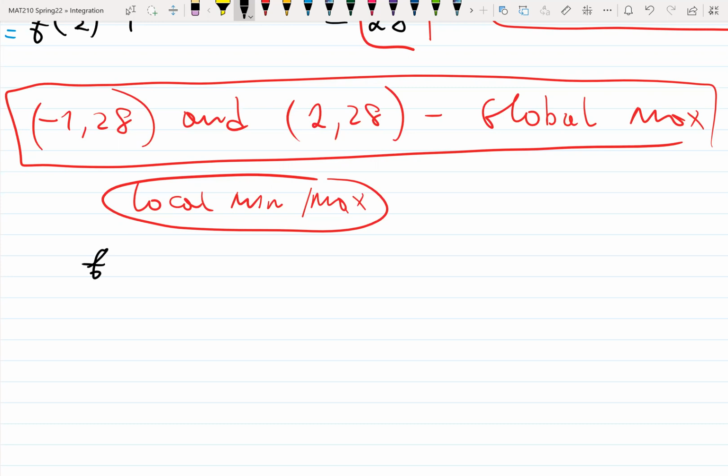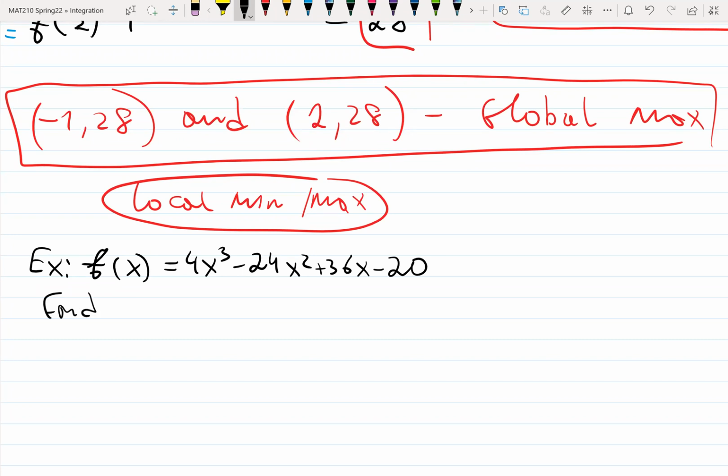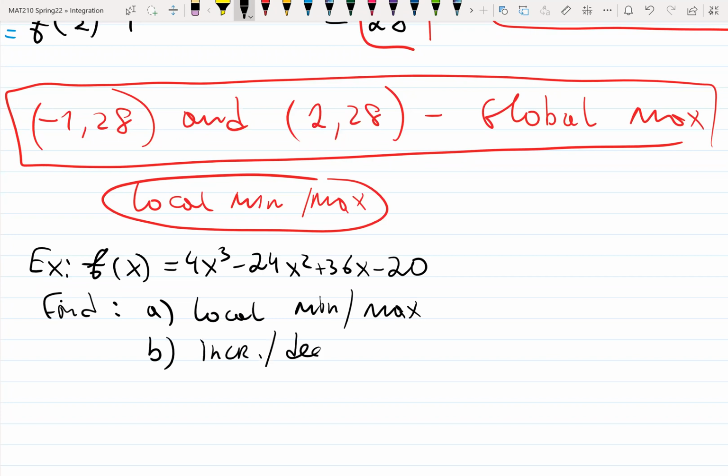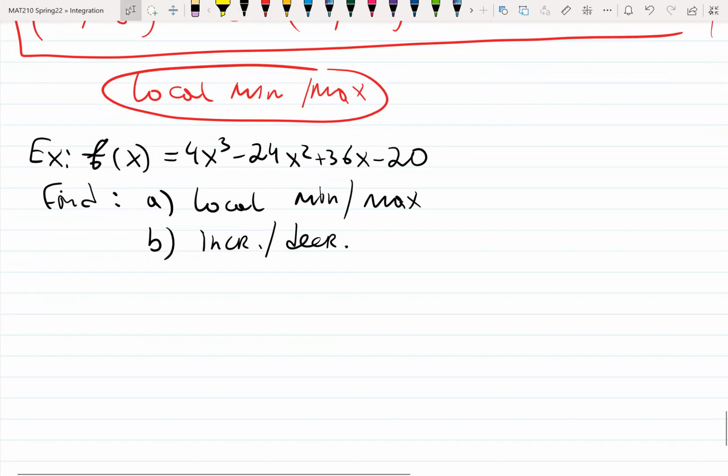F, well, it's K, but whatever. F of x, for example, equals 4x cubed minus 24x squared plus 36x minus 20. Find A, local min, max, B, increasing, decreasing intervals.